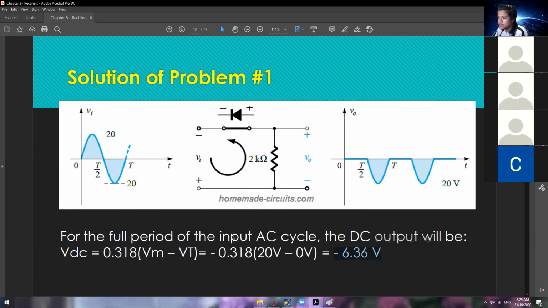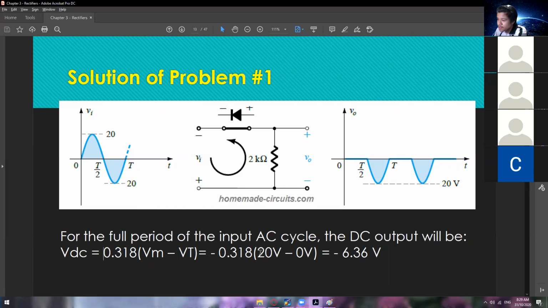Oops, I think there's a correction. So this one, at the initial part, should be negative. Why negative? Because it is now on the negative half cycle. So the VDC for the negative half cycle will always be negative, and the VDC for the positive half cycle will always be positive. So at this point, this one should be negative.